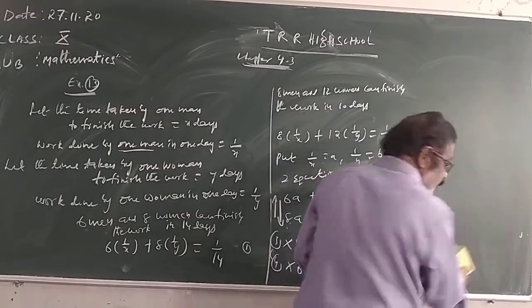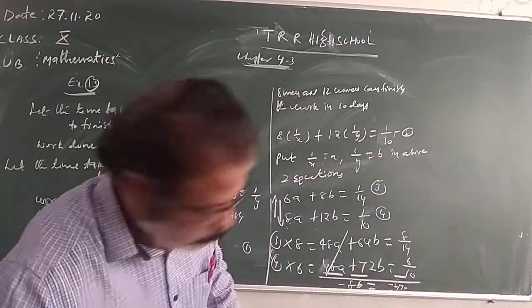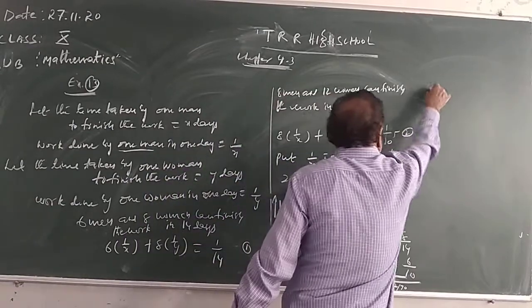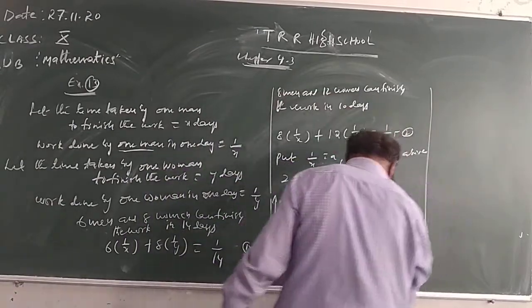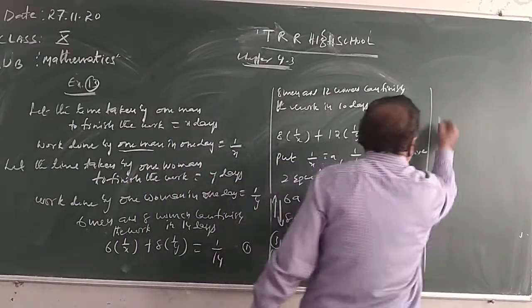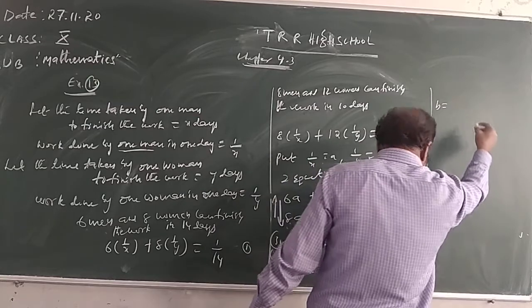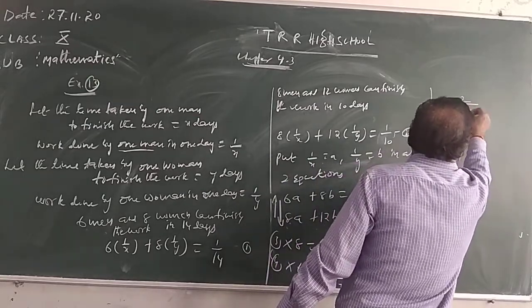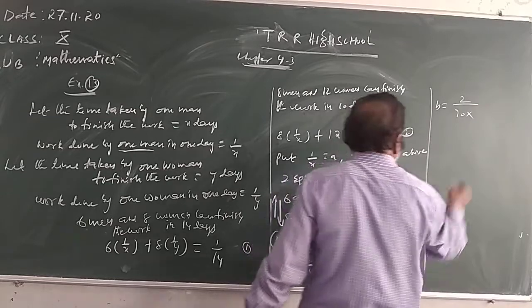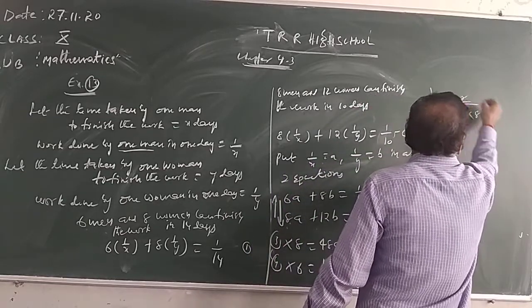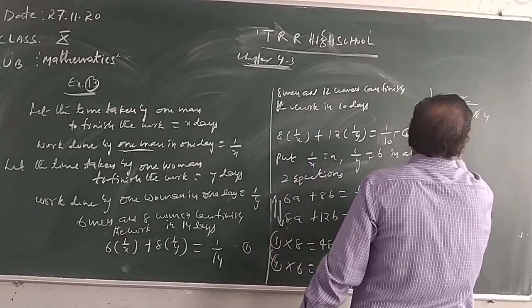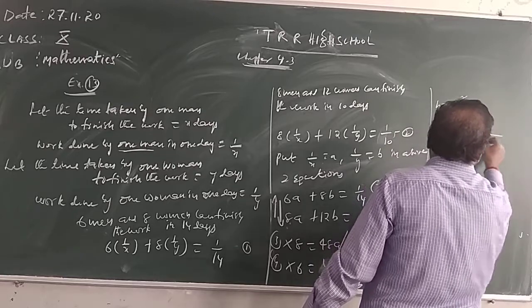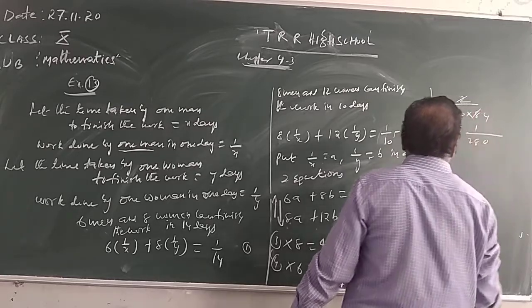Now, find out the b value. Minus minus cancel. b is equal to 2 by 70 by 8. 2 for the 8, b is equal to 1 by 280.